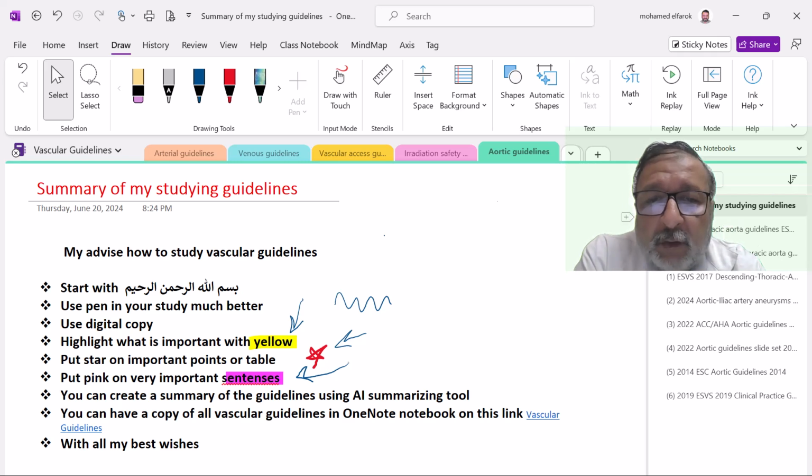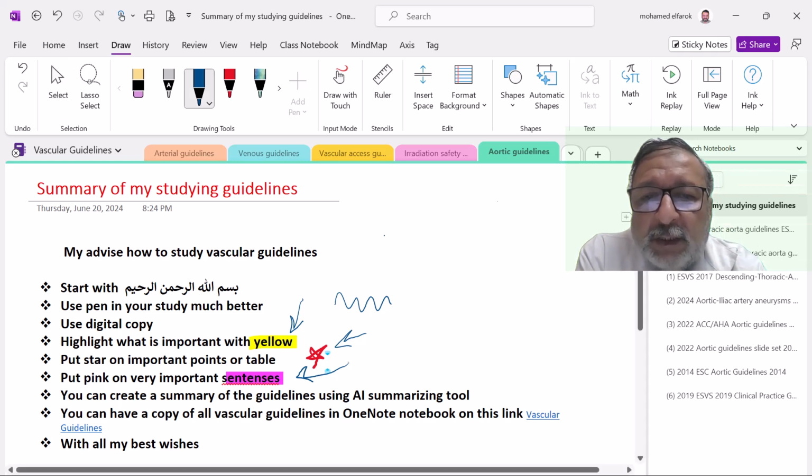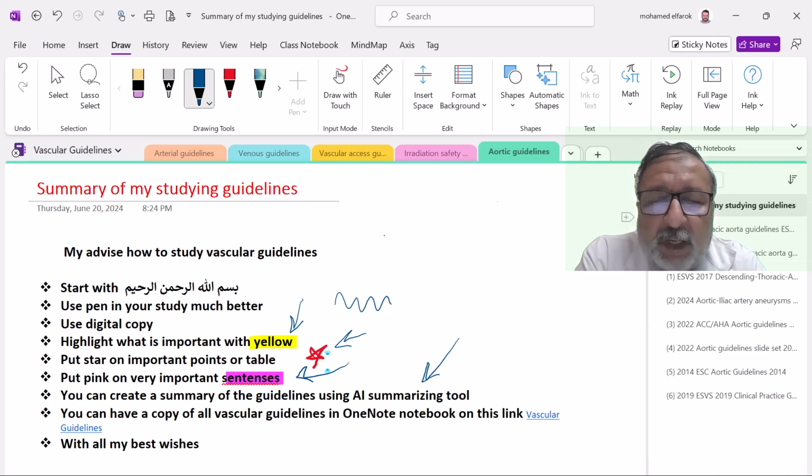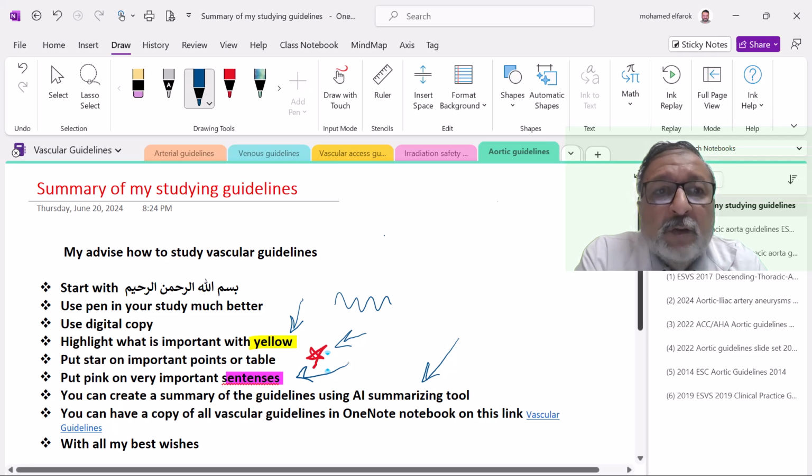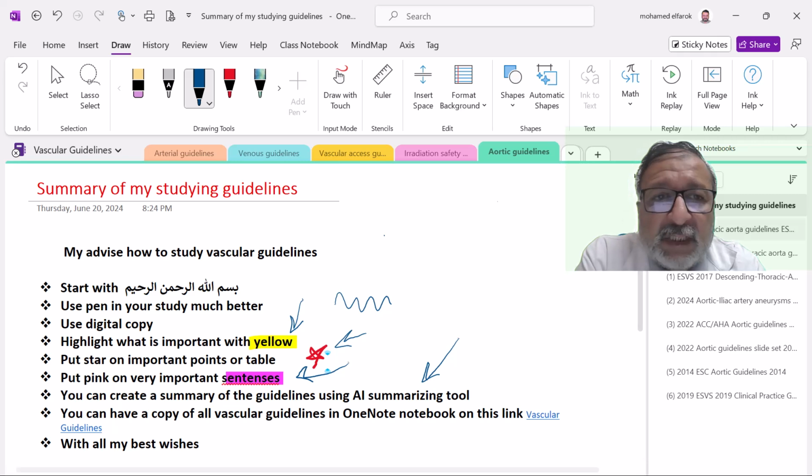I also use summarization tools of artificial intelligence, and this will give you a summary of the guideline. For example, the thoracic guideline is about 60 pages. So you don't need to read 60 pages before the exam. You can just read the summary, which includes the most important points.